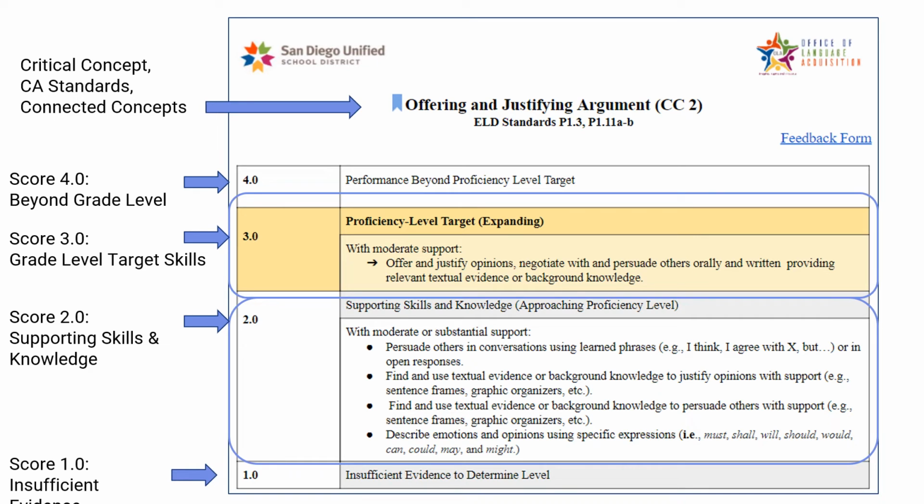Level 1 indicates that there is insufficient evidence to determine a proficiency level. It would make sense for students to receive scores toward the bottom of the scale in the beginning of the school year and move up as they have more practice and receive more feedback on their progress with the critical concept.